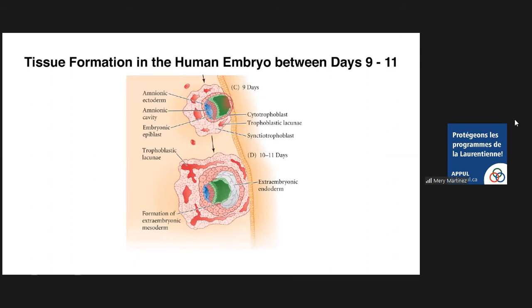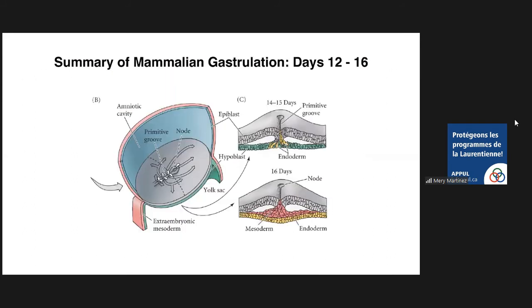The trophoblast has its single cells, the cytotrophoblast, and its multicellular syncytiotrophoblast. At about day 12, gastrulation occurs. You form the node, you form the primitive groove and the primitive streak. Cells will migrate from the epiblast through the primitive groove to form the mesoderm and the endoderm.